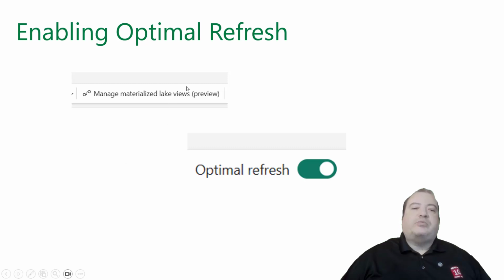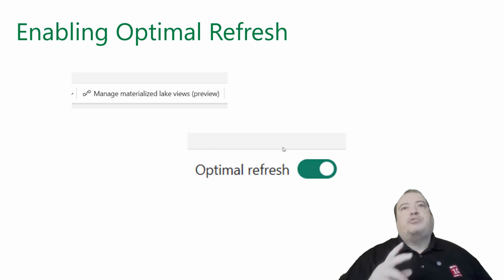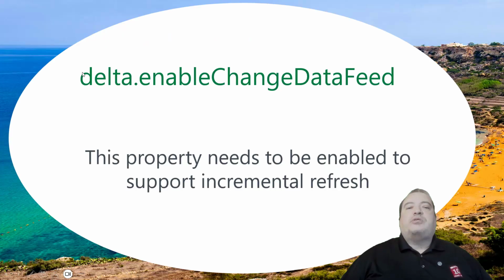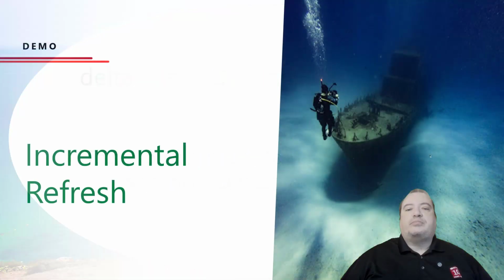We can visually enable the optimal refresh or manage Materialized Lake views in the lakehouse. We saw this view before, and then we enable the new button, optimal refresh. Once we enable it, our views will support the optimal refresh, but not necessarily the incremental refresh. To support the incremental refresh, the source data needs to have this property enabled: delta enable change data feed. This property needs to be enabled in the source. If this property is not enabled in the source, the lakehouse can't identify the changes and the incremental refresh will not be supported. Let's see how it works.